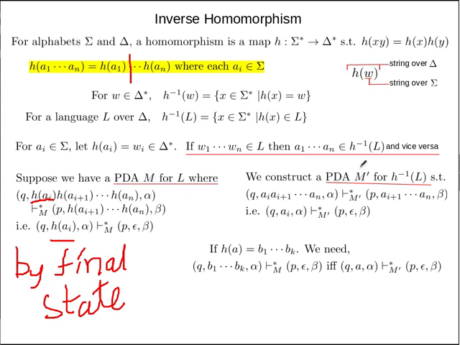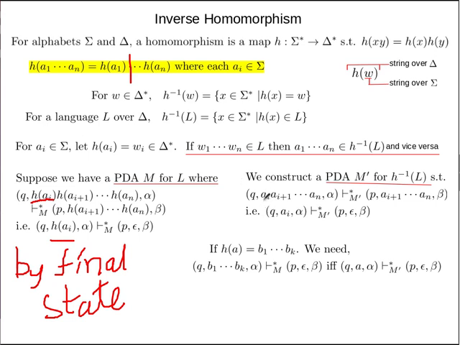So the corresponding thing that we want in M prime is that it should just consume this AI, okay? Because you see, in L, if we process W1 up to Wn, that means this HA1 up to HAN, correspondingly we should process this A1 up to AN in H inverse of L, right? So this should be accepted, if this is accepted. And we are kind of just simulating it in a way that when it processes this part, it should be equivalent to processing just this one symbol here.